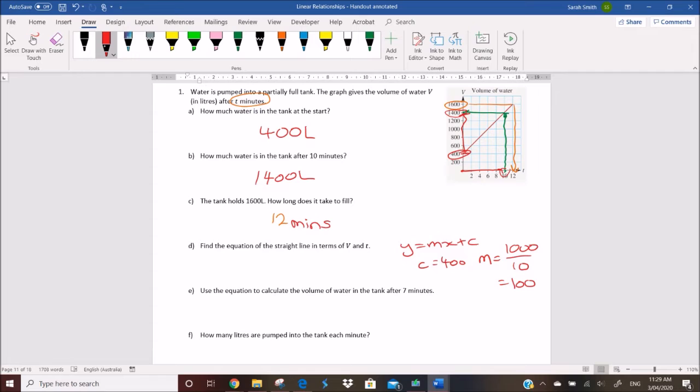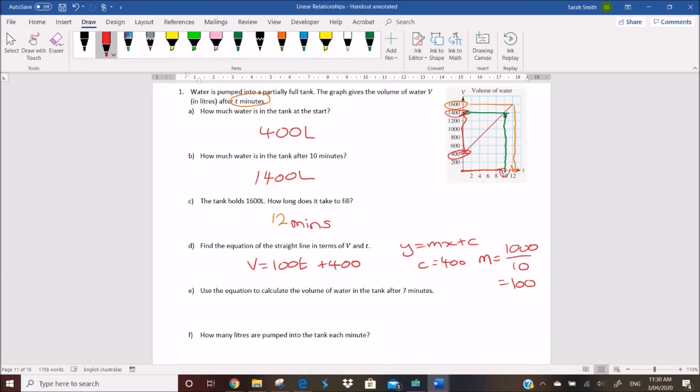So we can make our equation V equals 100T plus 400. So we can now use this equation to calculate the volume of water in the tank after any number of minutes, or we can go back the other way.